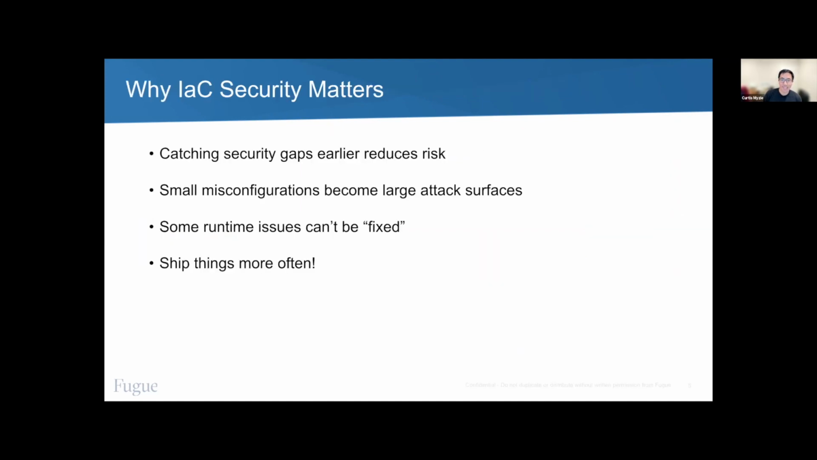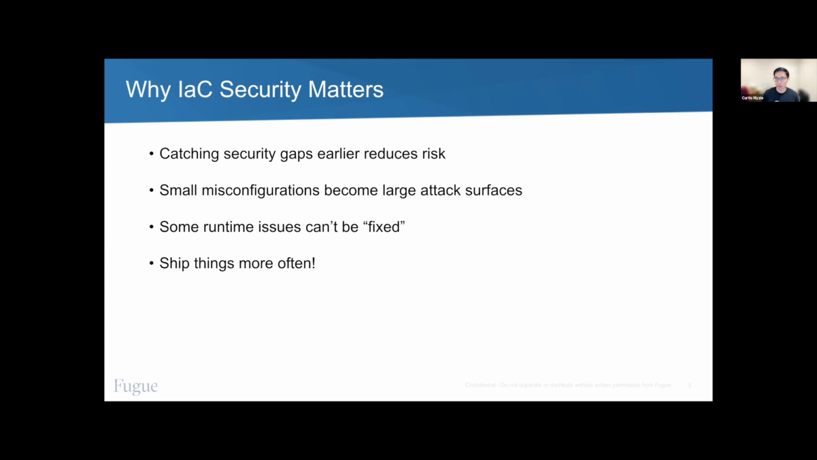So this next slide here is probably review for most of you, right? So why does IAC security matter so much? I mean, the first thing is that you want to catch things as early as possible to reduce risk, right? This is the whole idea behind shifting left. The challenge here, of course, is that this puts a lot of onus on development teams and security teams to work well together, right? And that second point is small misconfigurations become large attack surfaces.